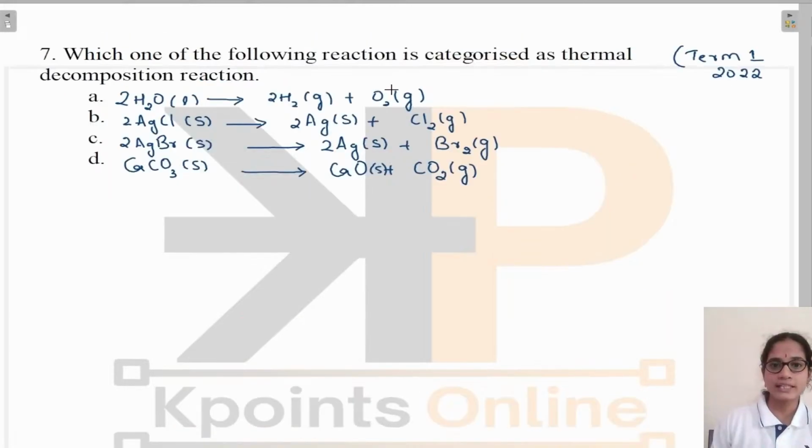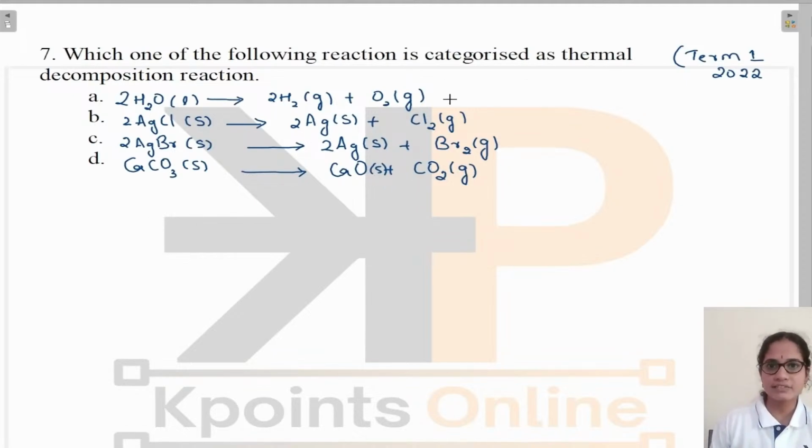Which one of the following reactions is categorized as a thermal decomposition reaction? Water breaks down to form hydrogen and oxygen. Silver chloride breaks down to form silver and chlorine. Silver bromide breaks down to form silver and bromine. Calcium carbonate breaks down to form calcium oxide and carbon dioxide.